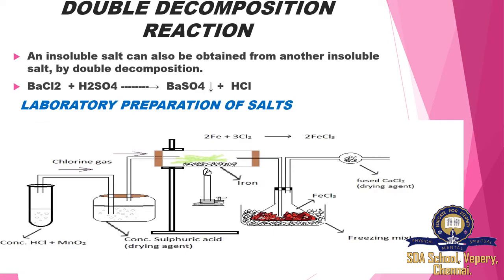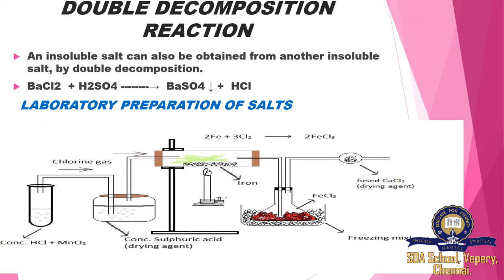Next, the laboratory preparation of salts. The first one we are going to prepare is anhydrous ferric chloride. In this test tube, first we are taking concentrated hydrochloric acid and then manganese dioxide. Through this, chlorine gas comes out. This chlorine gas contacts the next tank, which is filled with concentrated sulfuric acid. This concentrated sulfuric acid is acting as a drying agent.